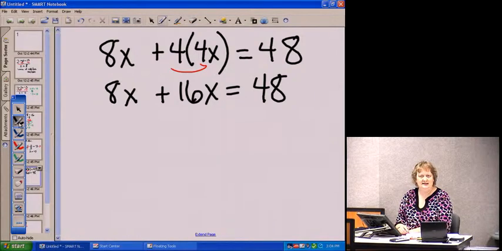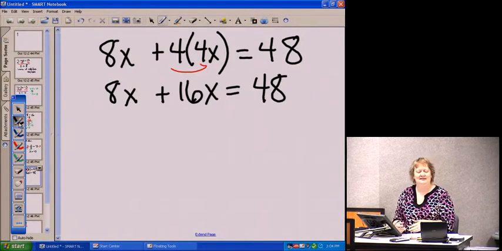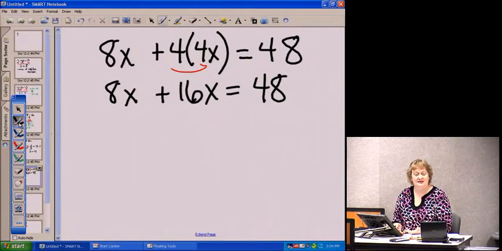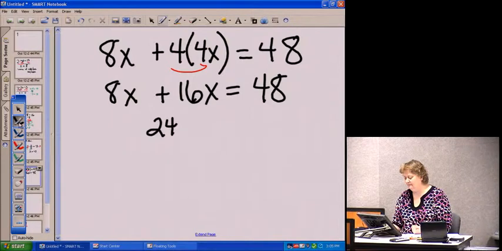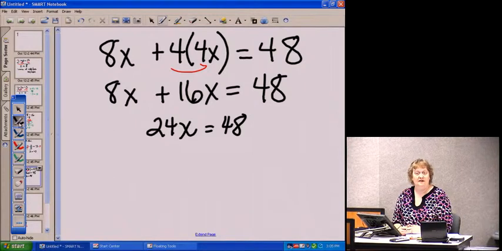Next, we want to add our like terms. The x's are the same, so we want to add 8 and 16 to give me 24. We have 24x equals 48. We want the x by itself. We've simplified as much as we can, and it's a one-step problem.